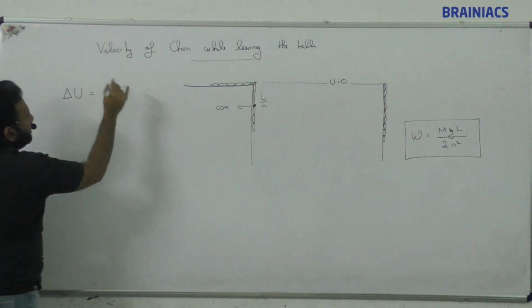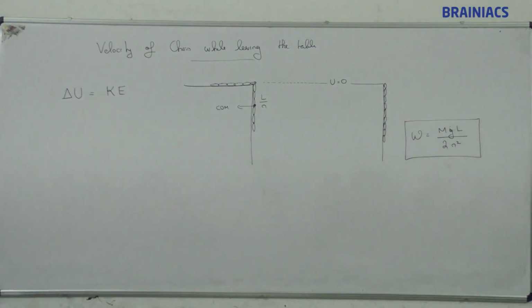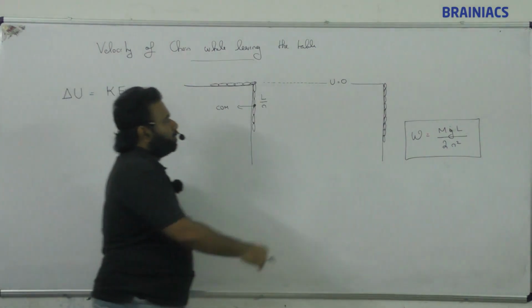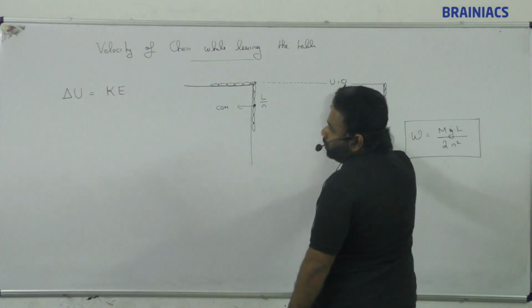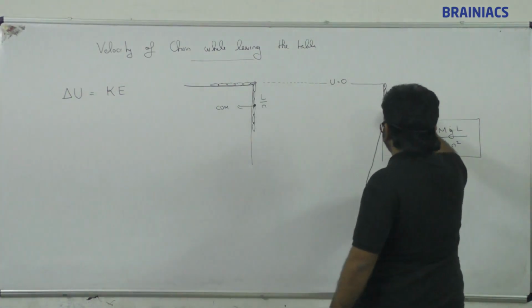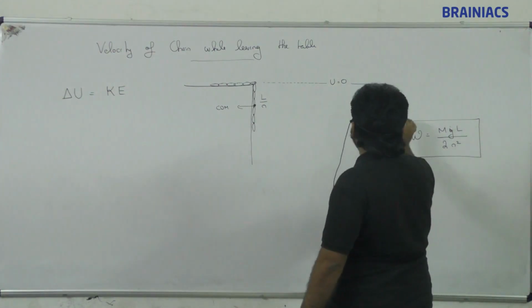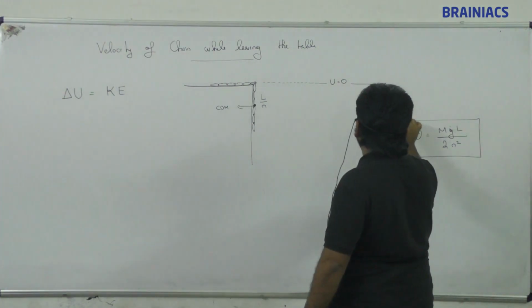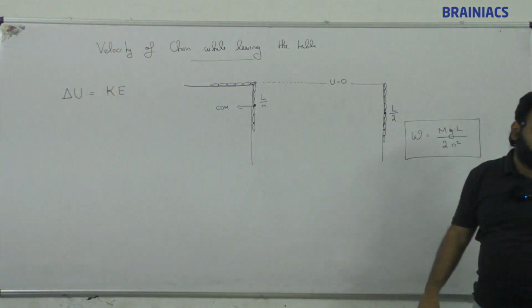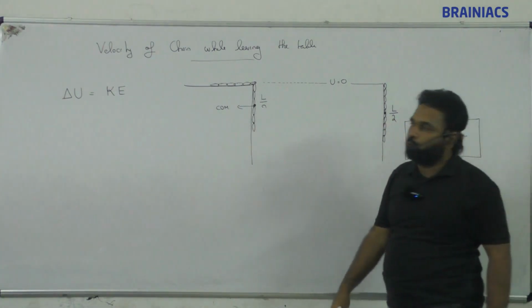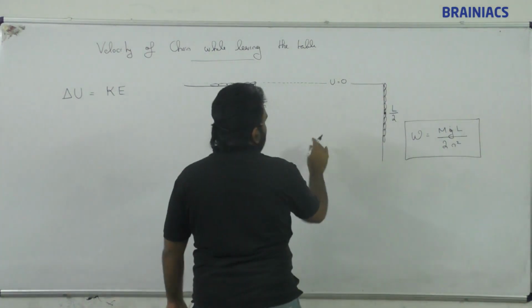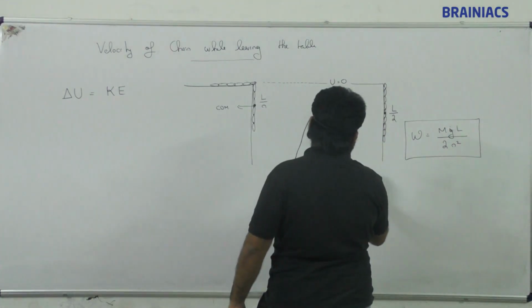So change in potential energy will be the kinetic energy. Correct? Suppose this is the reference point, so U is equal to 0. Now suppose the total length of the chain is L, then the position of center of mass is L by 2. So the final kinetic energy of this one is mgh.